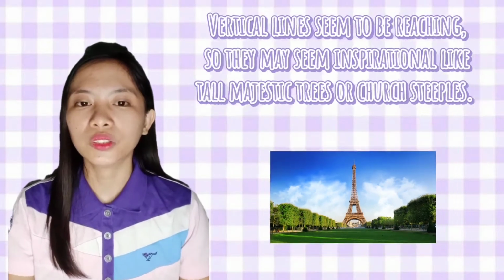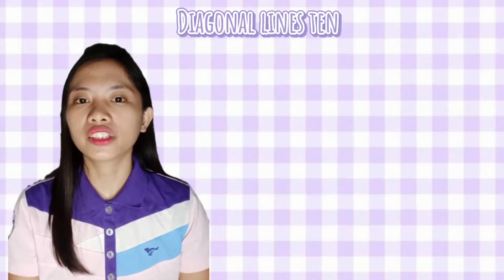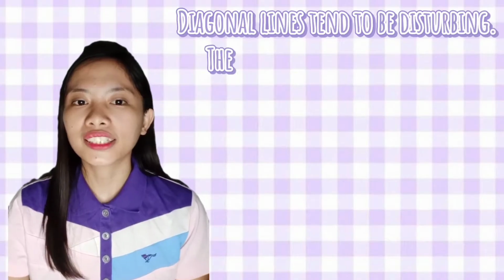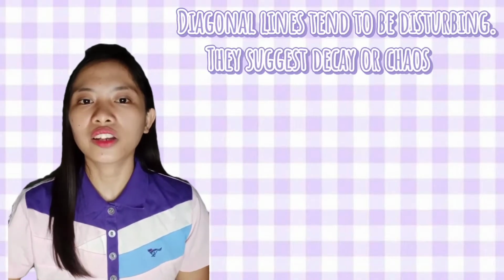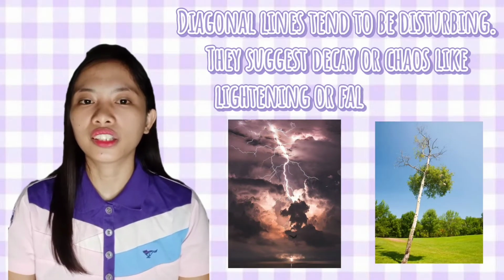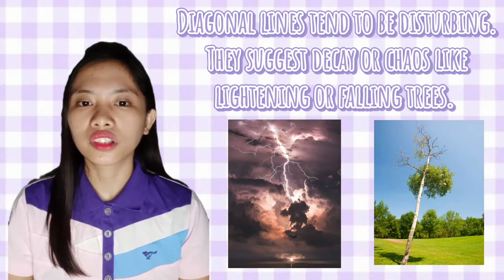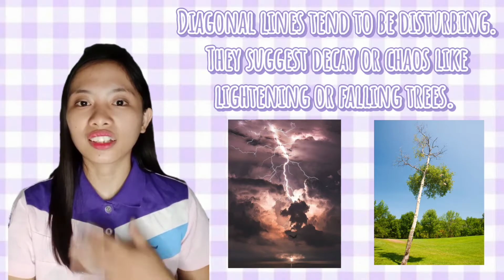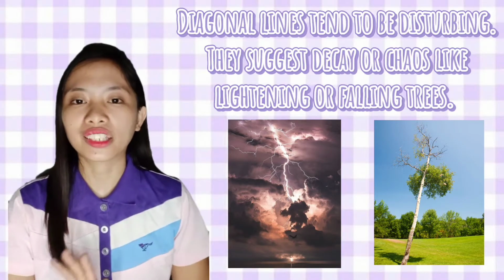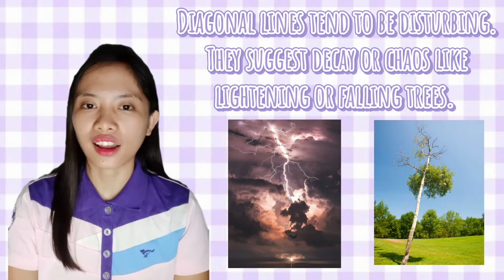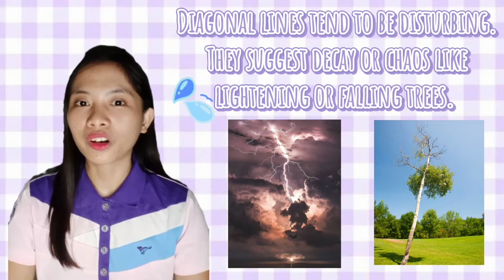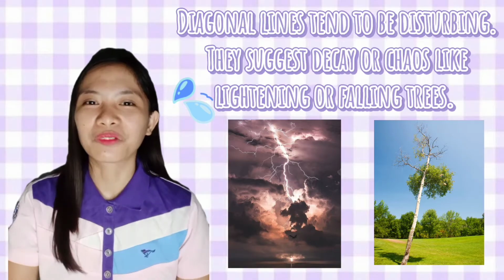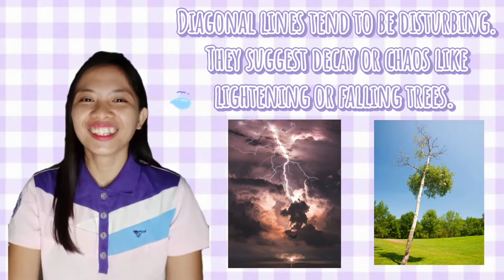So, the third one is diagonal lines tend to be disturbing. They suggest decay or chaos like lightning or falling trees. Yung diagonal lines, ito yung nakaka-distract sa atin. Kumbaga yung mga art na nakaka-distract. Pero wag mo namang subukan na picturean yung kidlat, baka ikay kumakan.